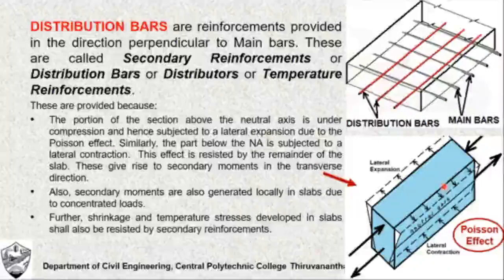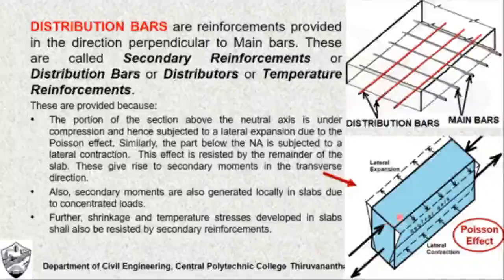See this figure. This is a figure which shows what is known as Poisson effect. This is a beam, a 1 meter wide strip of beam in a slab. When you subject it to loads, what happens? The beam bends, and the region above the neutral axis will be subjected to compression as shown in this figure, and the region below the neutral axis will be subjected to tension as shown in this figure.